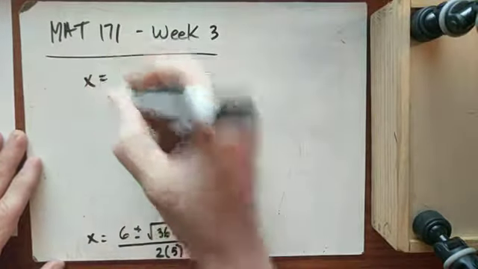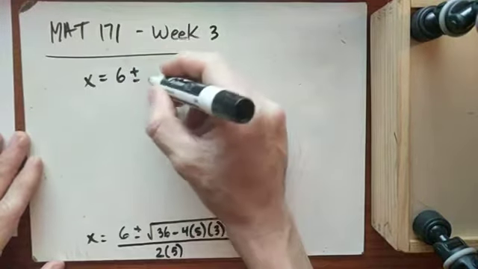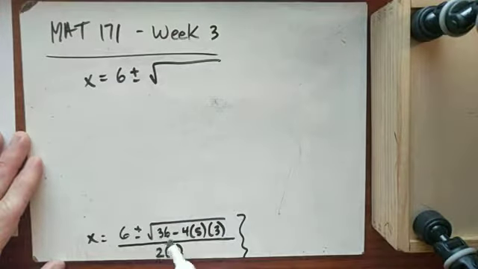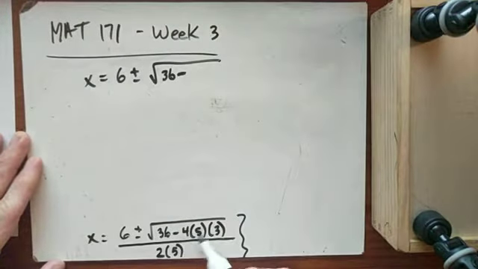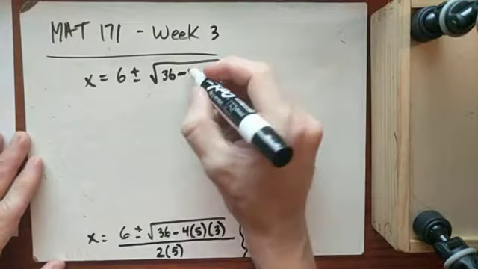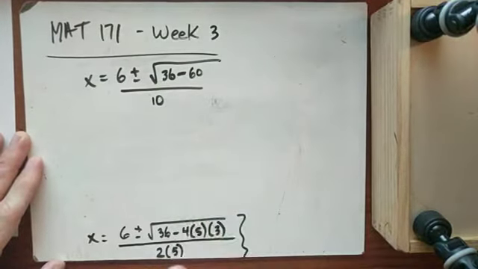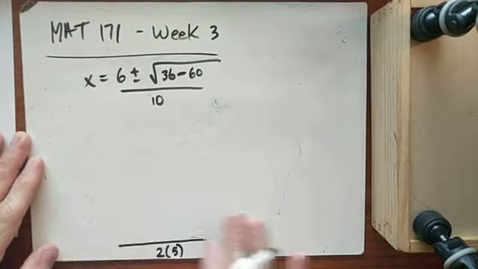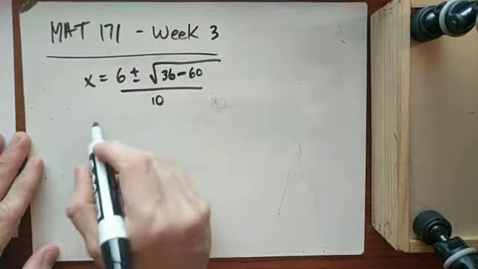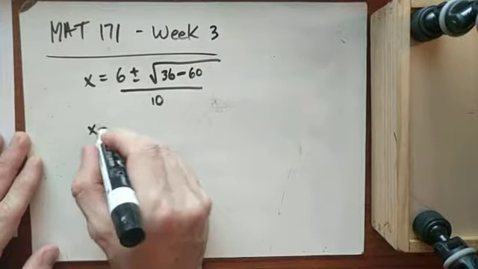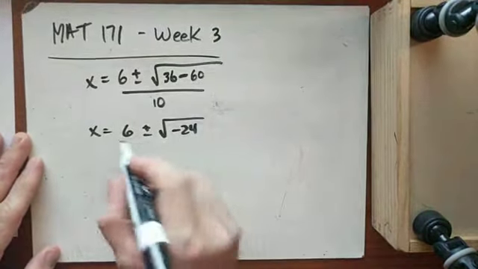So the next step is to try to put all this stuff together under the square root. So 6 plus or minus square root 36 minus, let's see, 4 times 5 is 20, 20 times 3 is 60, and what do you know? Let's see, 2 times 5 is 10. Okay, so now what happens is, this thing under the square root turns out to be negative. All right, that's going to be negative 24.